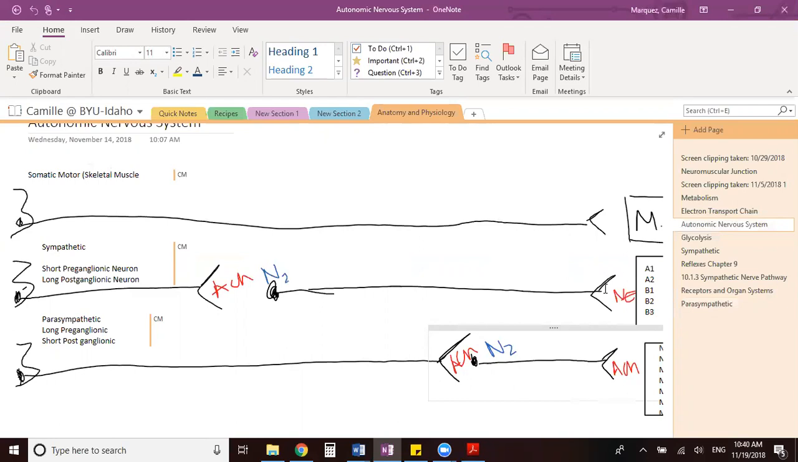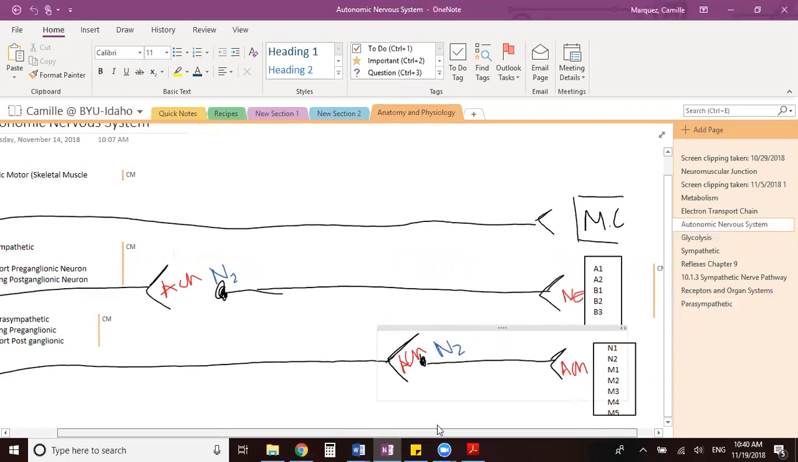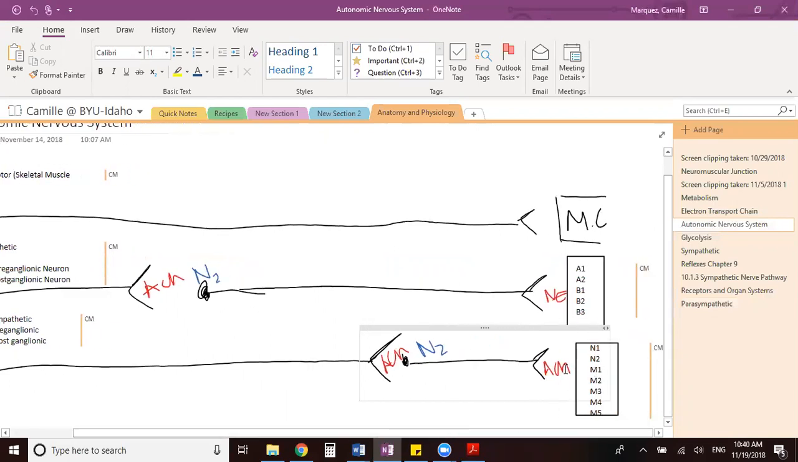And then parasympathetic does the opposite. We have a long preganglionic neuron and a short postganglionic neuron. Between the two neurons, they do the exact same thing: acetylcholine binds to nicotinic type 2. At the end of your postganglionic neuron, you again release acetylcholine, which can then bind to a nicotinic receptor or muscarinic receptors.